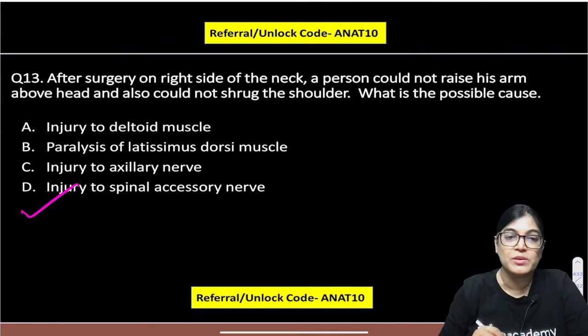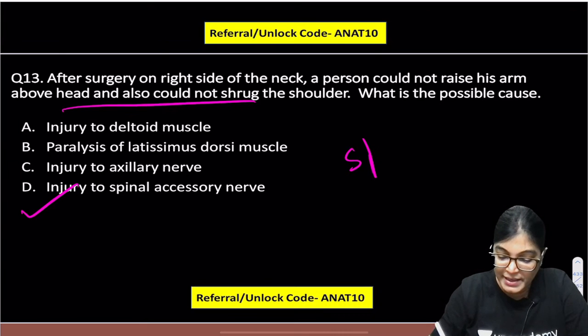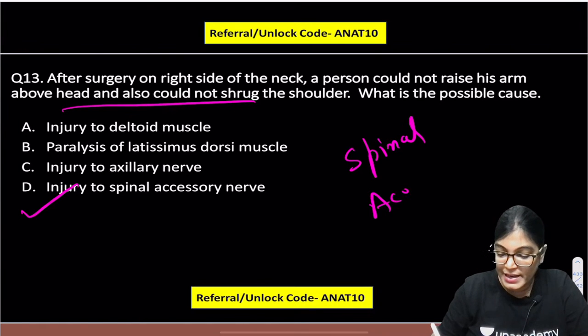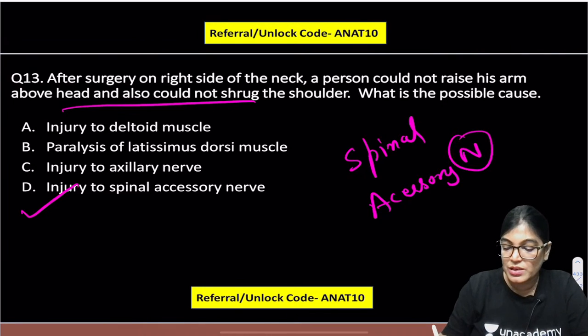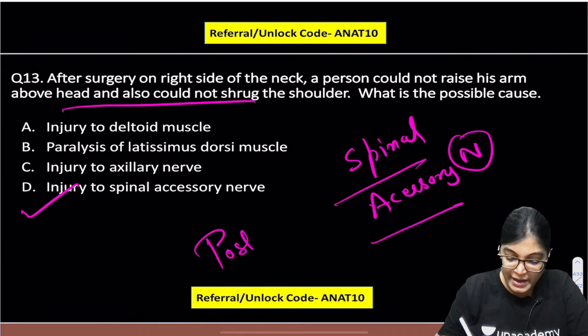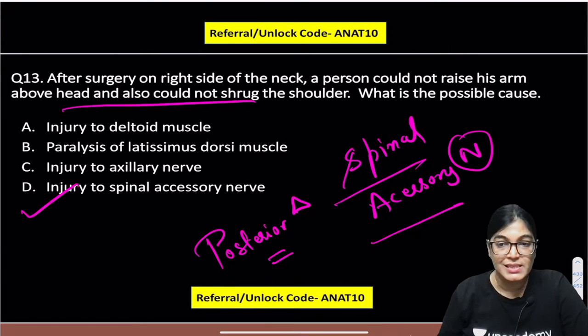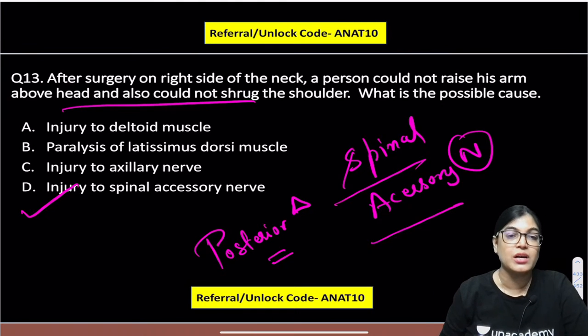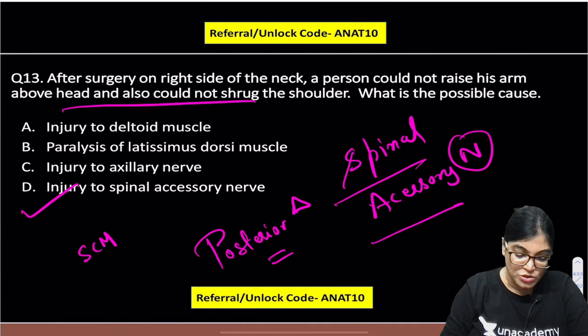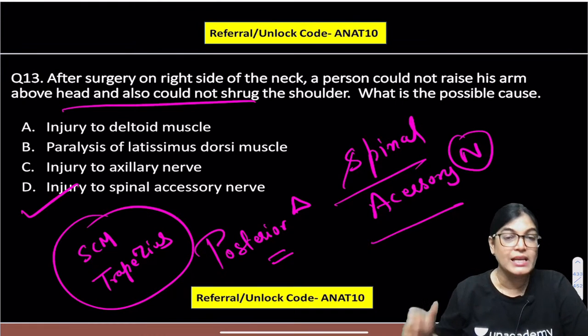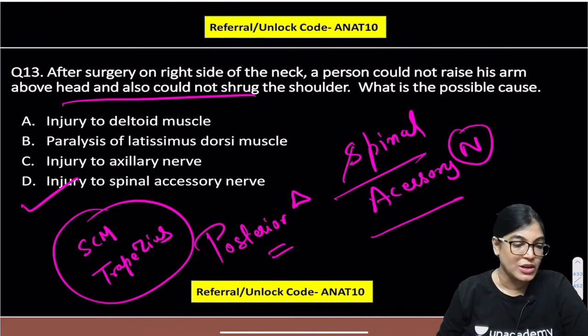The muscle paralyzed is trapezius and the nerve paralyzed is the spinal accessory nerve. Spinal accessory nerve is a content of the posterior triangle, running between the roof and the floor. That means in between the investing layer and the prevertebral layer of deep cervical fascia. So if it is injured, two muscles are affected: sternocleidomastoid and trapezius. We know that trapezius muscle along with serratus anterior muscle raises the arm above the head. So D option is correct.